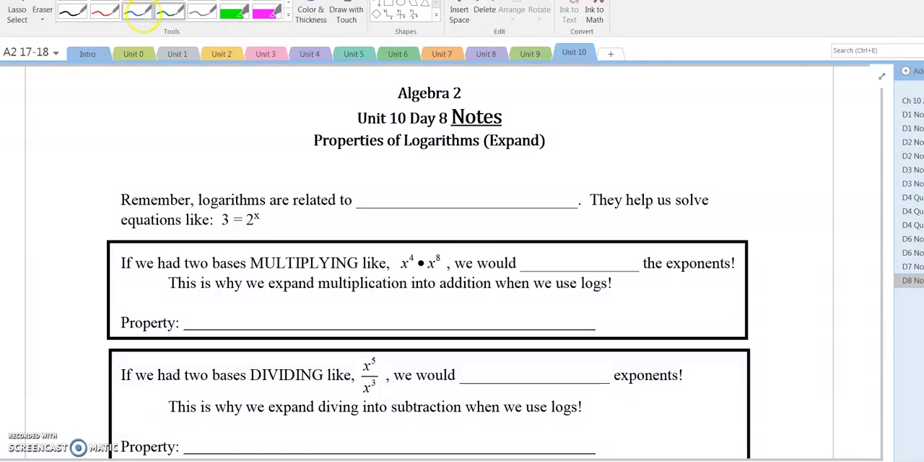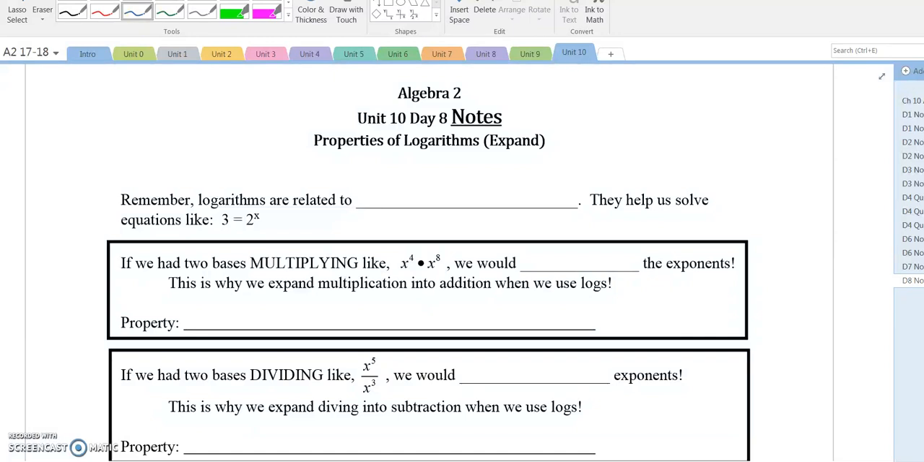Today we're going to keep talking about logarithms, but now we're going to get into some properties of logarithms. And when it comes to these properties, the most important thing to remember is that logarithms are related to exponents, because they help us solve problems or equations like this, where the variable is in the exponent. And the reason that's important to recognize is because the properties of logs are pretty similar to the properties of exponents that we learned at the beginning of the semester.